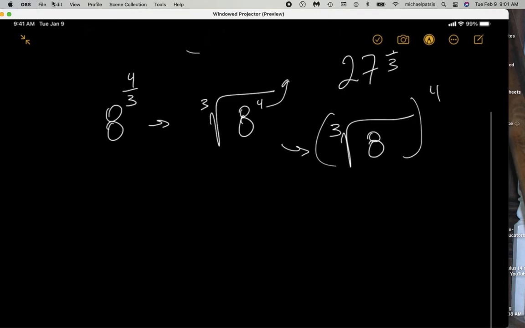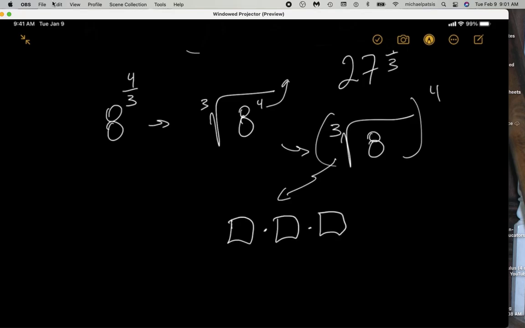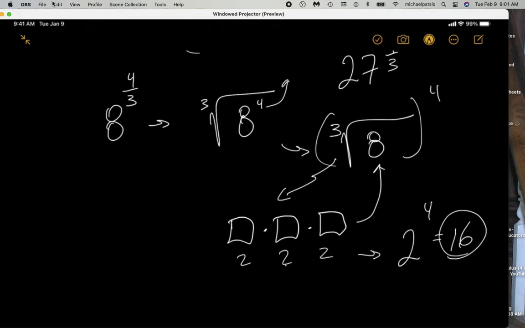What does the cube root mean to us? This is what it means. There's some number multiplied by itself 3 times that gives you the radicand. What number is that? None other than 2. Okay, so now this becomes 2 to the 4th power, and 2 to the 4th power is 2 times 2 is 4 times 2 is 8 times 2 is 16. Okay, so that's in the numerator.